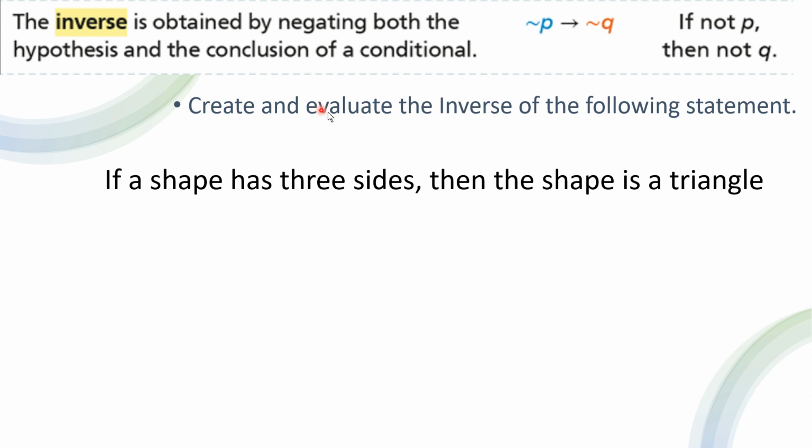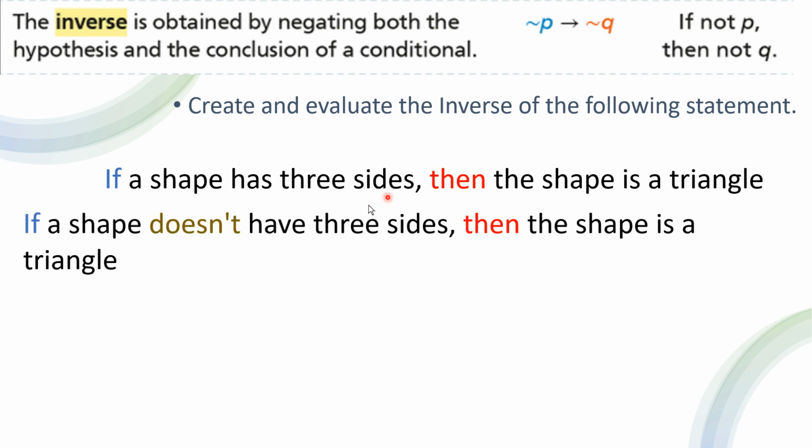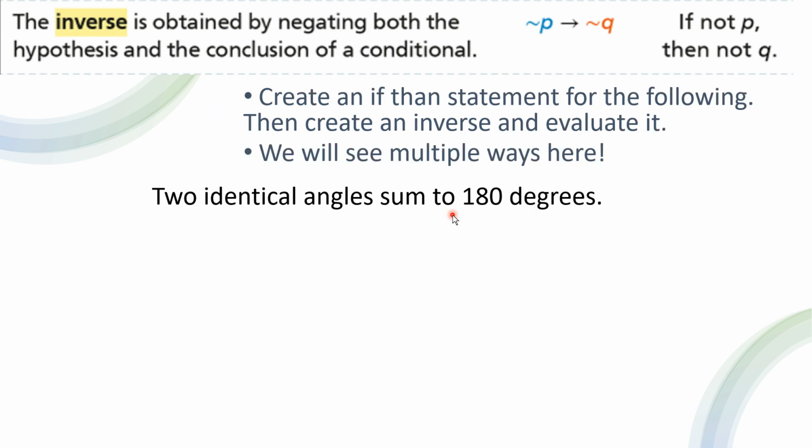So if we're going to create and evaluate the inverse of the following statement: if a shape has three sides, then the shape is a triangle. We're going to first identify what our hypothesis and conclusion are, looking for the keywords. We're just creating an inverse, the same way. If a shape does not have three sides, then the shape is not a triangle. Is that a true statement? I would say yes.